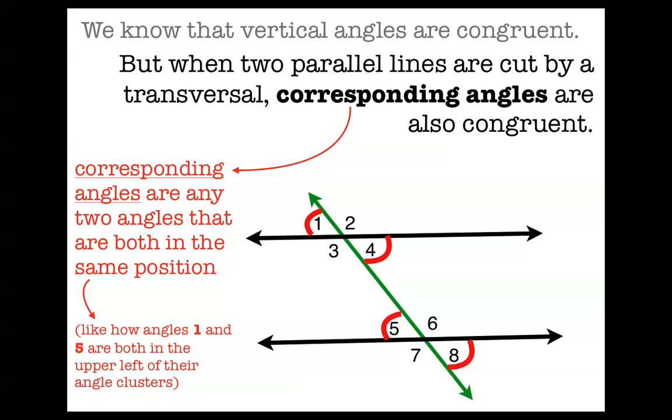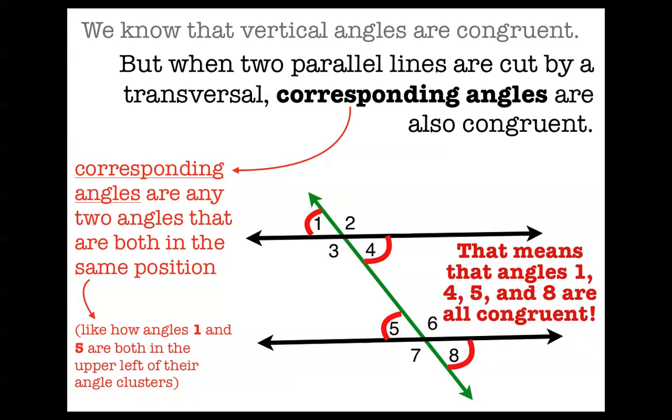And you might already be seeing why angle 8 is congruent to 1 and 4 and 5. There's a couple reasons. First of all, angle 8 is a vertical angle with angle 5. And if 1 equals 5 and 5 equals 8, then 1 equals 8. Also, angle 4 and angle 8 are corresponding angles. So if 4 equals 8 and 1 equals 4, then 1 equals 8. So actually, angles 1 and 4 and 5 and 8 are all congruent to each other. That's kind of cool.